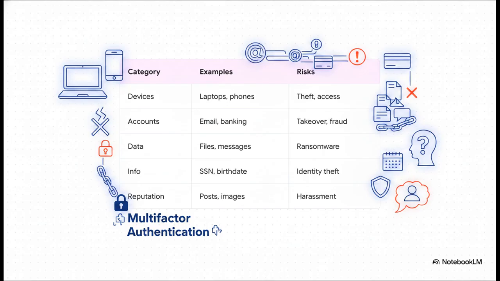Then we have accounts, your email, school logins, banking. If an account is compromised, especially if you kind of reuse passwords, it creates a massive vulnerability for fraud. We've also got data and files, which face risks like ransomware or accidental deletion. And please, don't overlook personal information and reputation. Your social security number, your birth date, even your online posts, those are all vital assets. Understanding that an email account is an asset that can basically unlock dozens of other accounts, that is exactly why IT professionals protect them with multi-factor authentication.